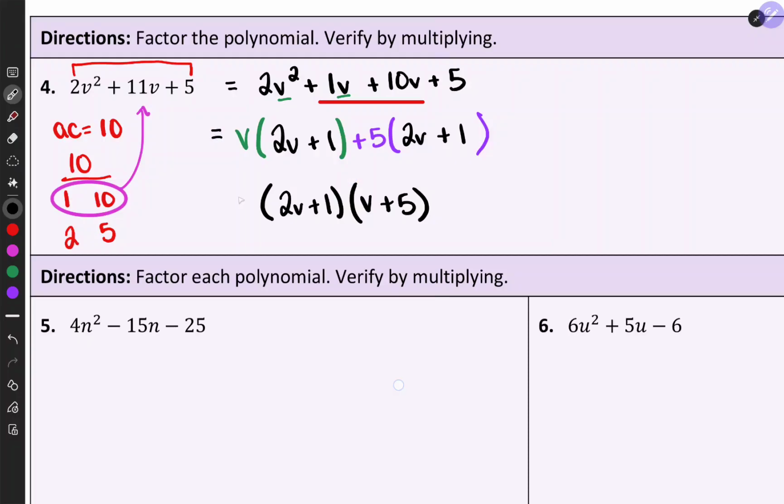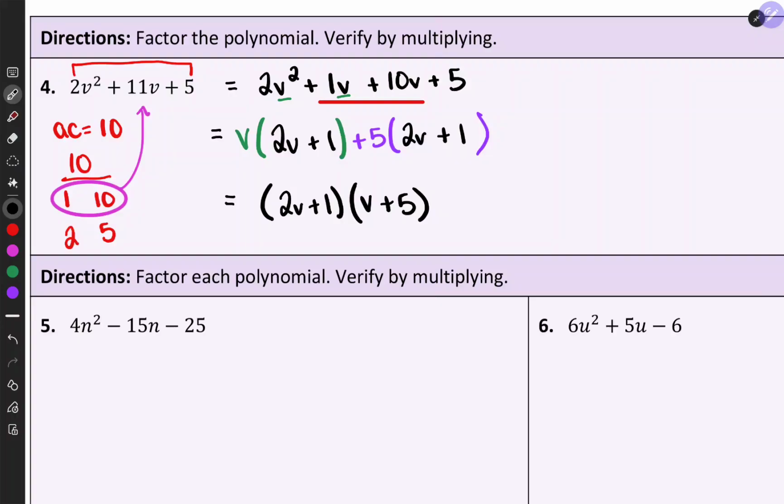Okay? And it's worth noting that these are all equivalent. Okay? We haven't done anything to change the value of this expression. They're each equal to each other. Okay? Different steps of the process.